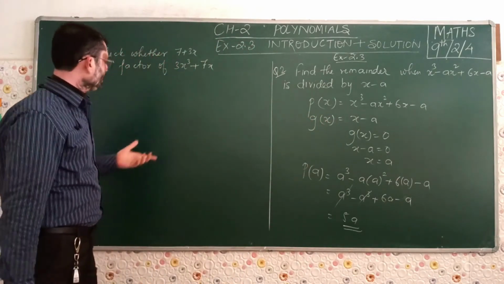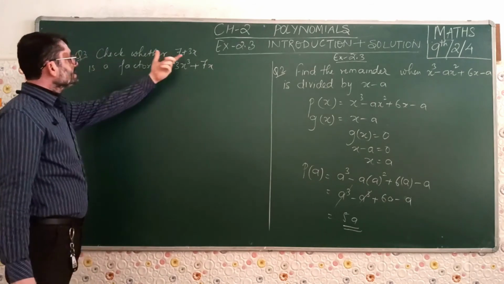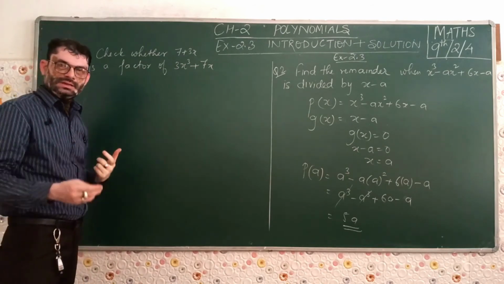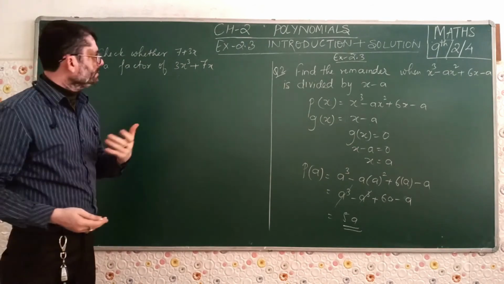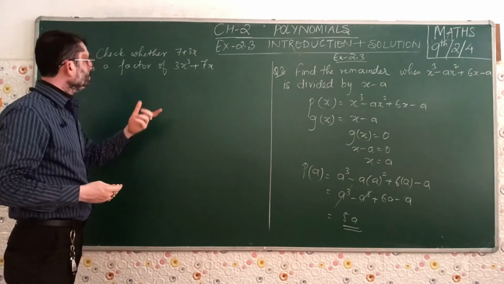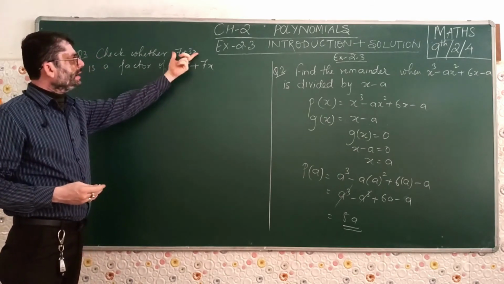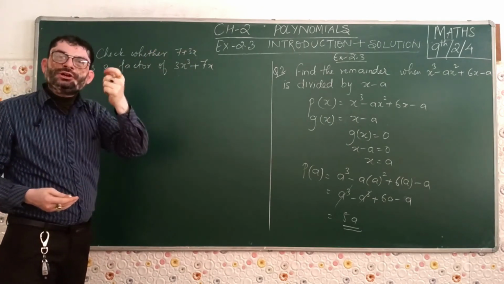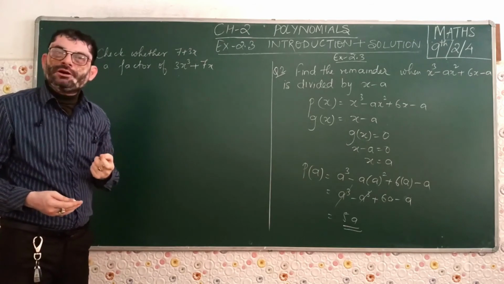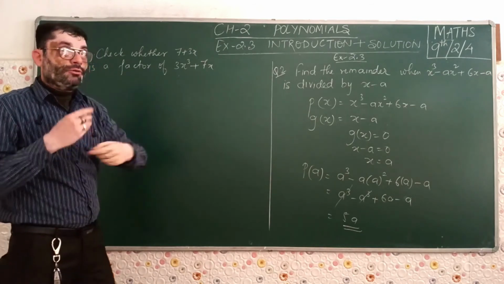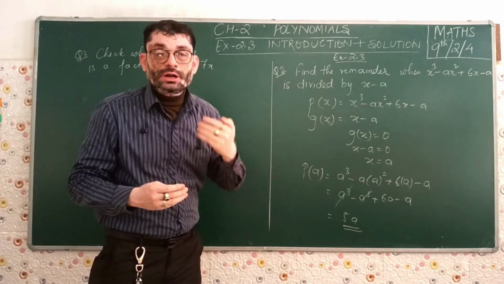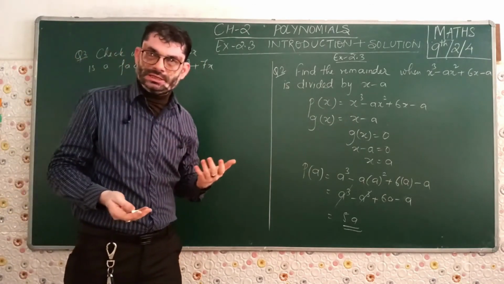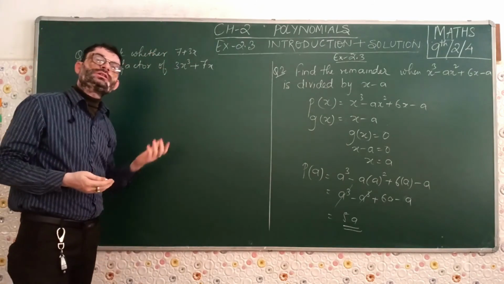Moving on to question number 3. Check whether 7 plus 3x is a factor of 3x cubed plus 7x. We have discussed factor and multiple. What we have discussed is that if p of x is divided by g of x, and the remainder is 0, then only we can say that g of x is a factor of p of x. That means we are looking for the remainder to be 0. So let us move on with the remainder theorem. It will be easy to find out what the remainder is.